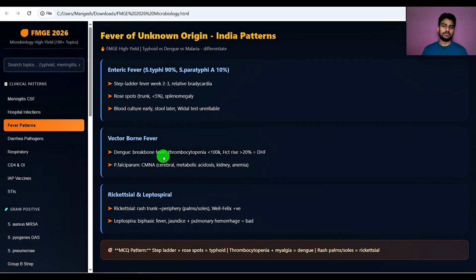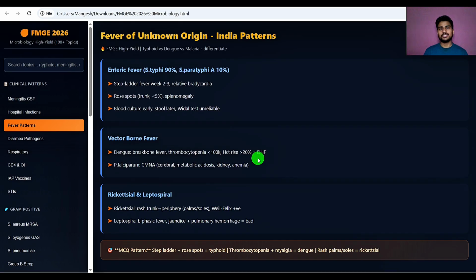So there is breakbone fever. Breakbone doesn't actually involve fractures, but it involves severe joint pain which is related to dengue. So that's why you have to remember breakbone fever. Then there is thrombocytopenia. Thrombocytopenia means a decreased platelet count, that is less than 100,000, and hematocrit is increased.